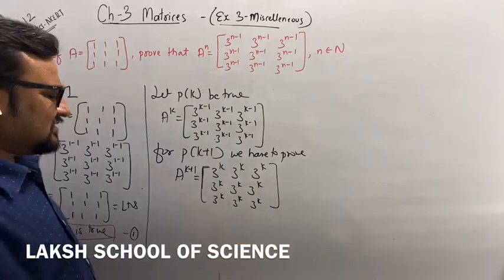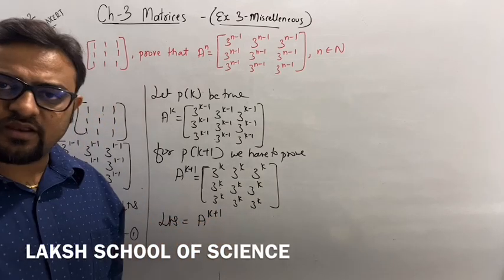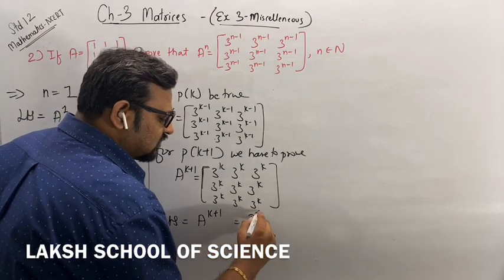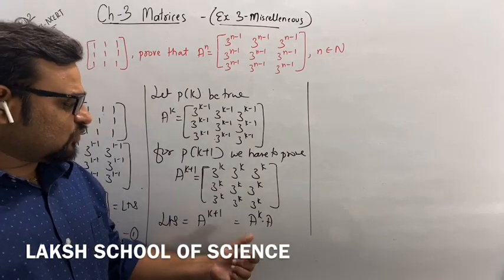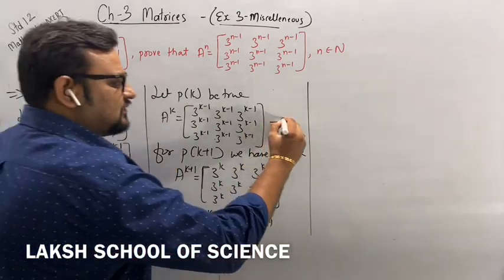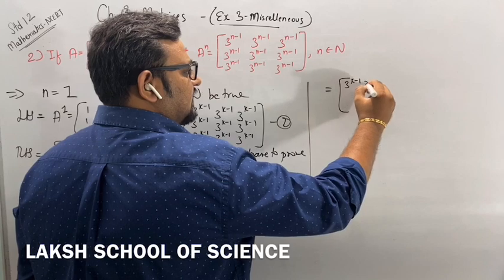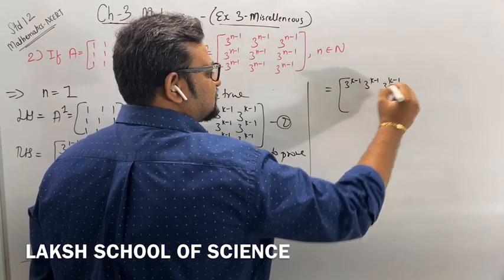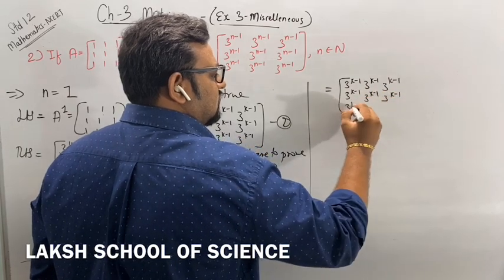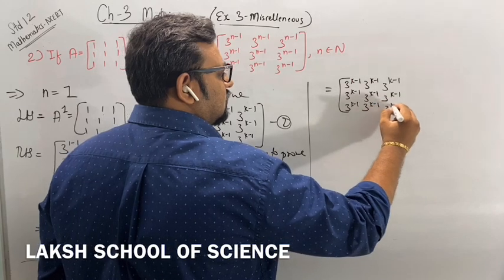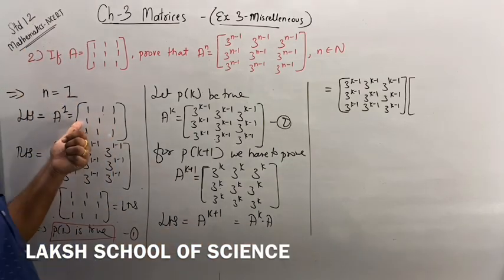So let's start with LHS. That is equal to A raised to k plus 1. Let's separate the power. This will be A raised to k into A. Clear? So now, what is A raised to k? Let's name this as 2. From 2, what is it? 3 raised to k minus 1 at each place in a 3 cross 3 matrix, into A, means this matrix.